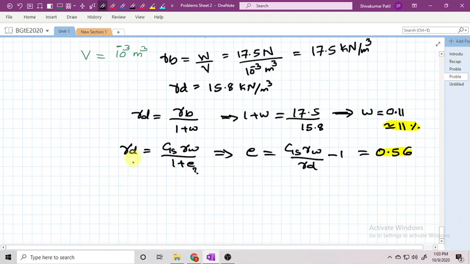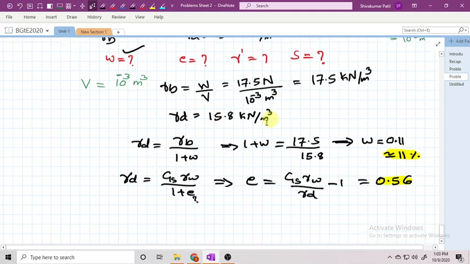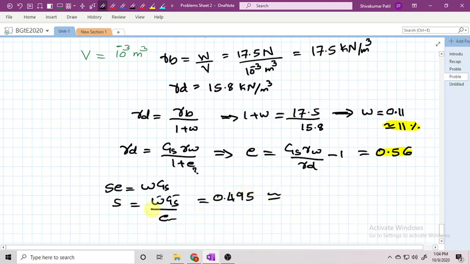Okay, so next, what is the next value they are asking? Yeah, degree of saturation. So how can I find out the degree of saturation? I know Se equal to w into Gs. So S equal to w into Gs by e. Everything I know. Water content I know, specific gravity I know, e also I just now found out. So your degree of saturation should come around 0.495. Simply you have to substitute here.